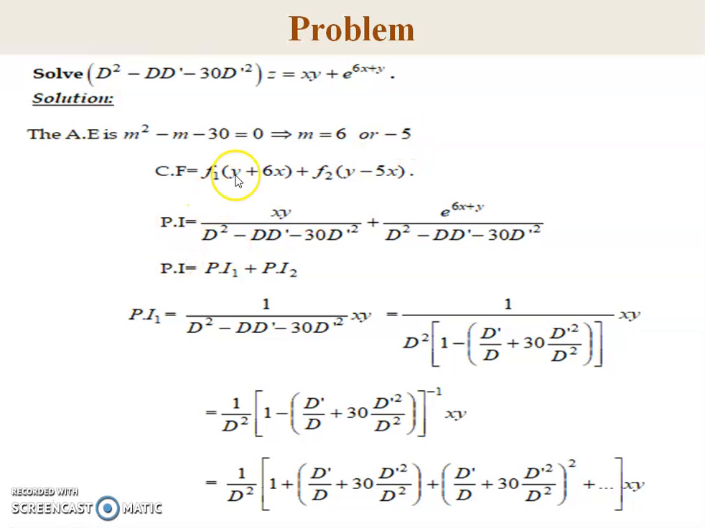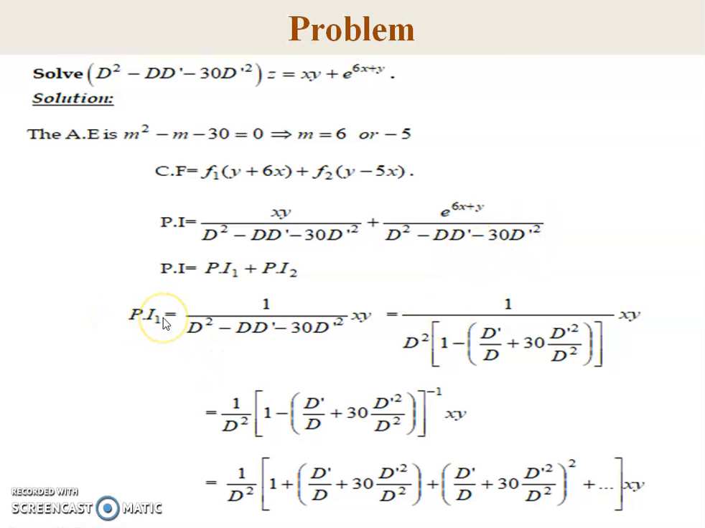Therefore, the complementary function is, we have two different roots, therefore f1, f2. We have 6 here, so y plus 6x. We have minus 5 here, therefore y minus 5x. Here we have two terms, so we have two particular integrals, PI1 and PI2. PI1 is xy by D square minus DD' minus 30 D' square. PI2 is e power 6x plus y divided by D square minus DD' minus 30 D' square.